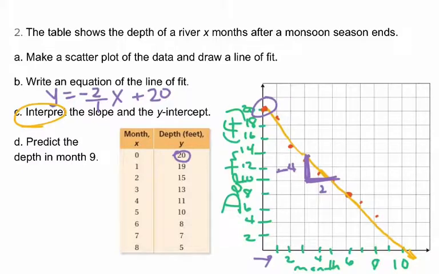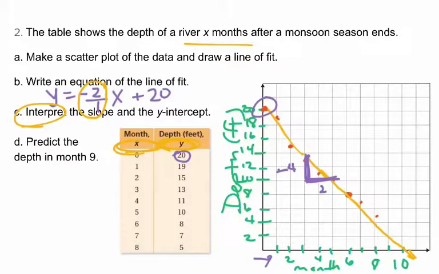Now, interpreting the slope, what does that mean? What does negative 2 over 1 mean? It means that the depth is going down 2 feet, right, because that's our y, 2 feet per every 1 month. So the depth is dropping by 2 feet every month. So that means the river that we're talking about is getting shallow, right? Because the water is not as deep.